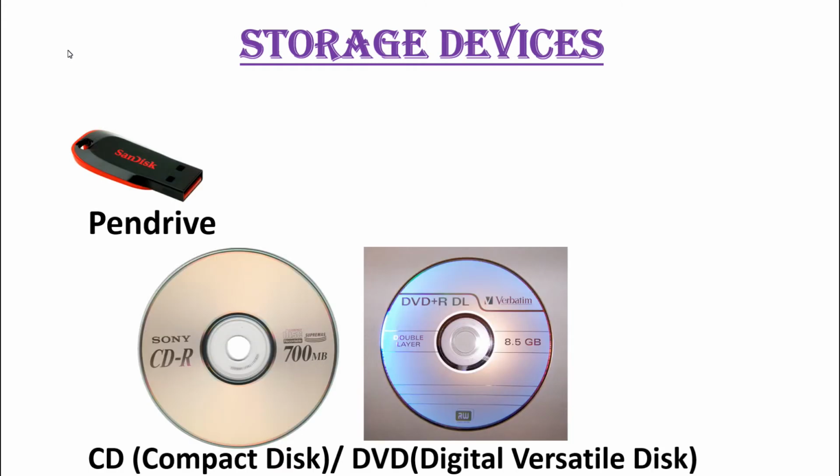Yes, next one is CD or DVD. This also you have learned in second standard, isn't it? Yeah. What is CD? Compact disc. Then what is DVD? Digital versatile disc. Both look like same. Then what is the difference between CD and DVD? CD has less memory capacity than DVD.